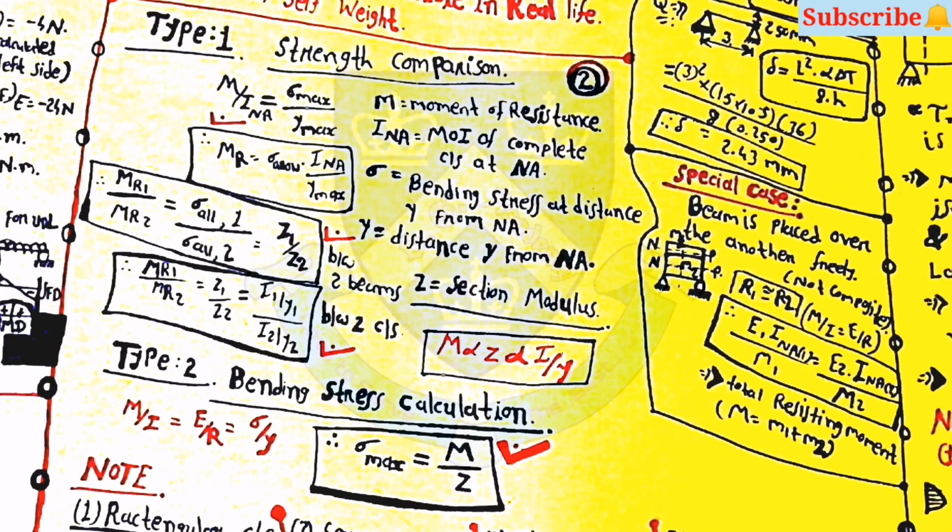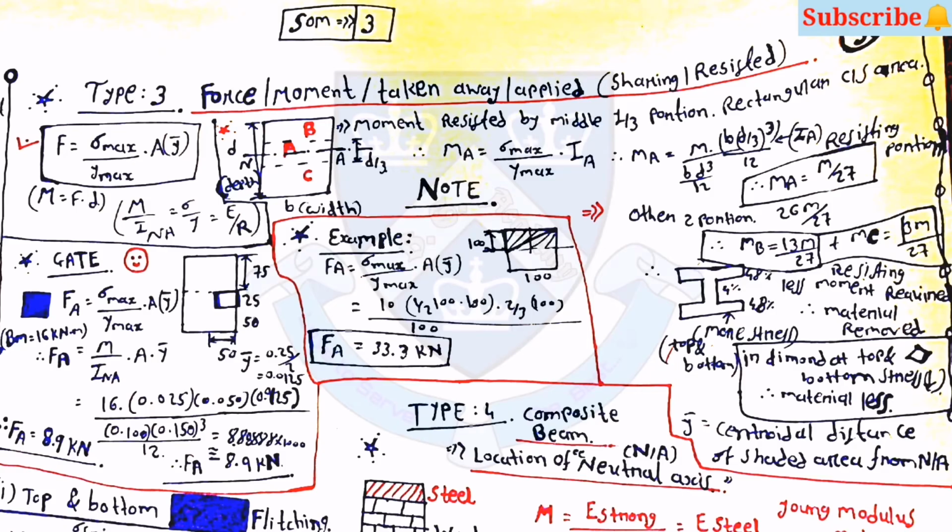Then there are four types of examples. First one is the strength comparison, and the second one is the bending stress calculation. So for the first type of questions, you can use the relation M proportional to Z proportional to I by y, and for the second type of question, you can use the equation M by I is equal to E by R is equal to sigma by y, then sigma max is equal to M by Z.